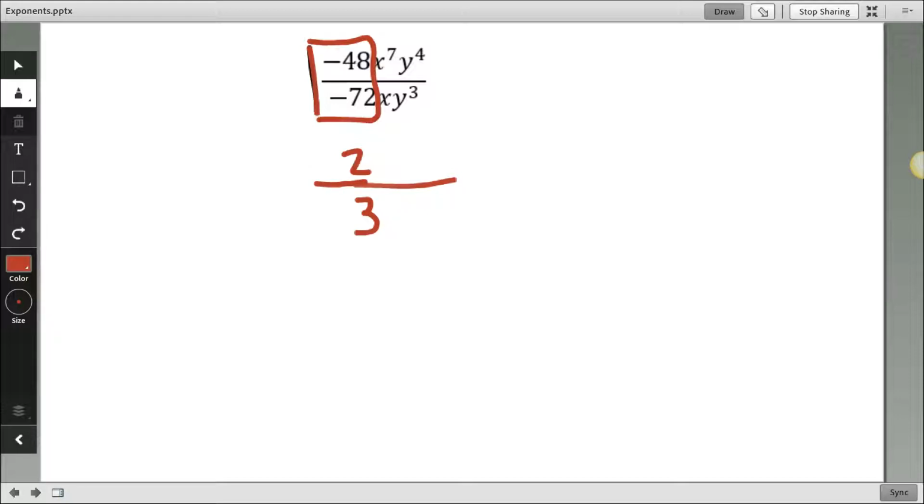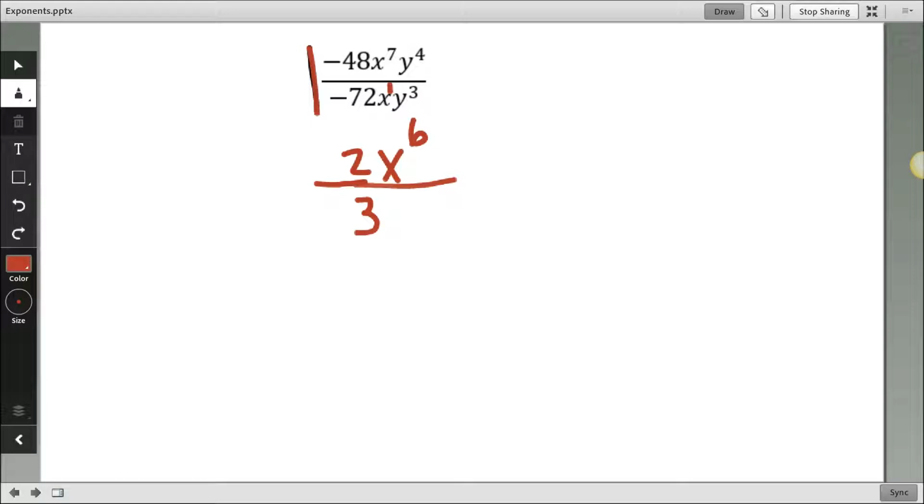Now here's where the comparisons come in. What I want to do is look at the x's and the y's separately, and compare them. Which one has a bigger exponent, x to the 6th or x to the 7th? Or excuse me, x to the 1st or x to the 7th? X to the 7th is bigger. So that means x has to stay as a numerator. Its exponent is bigger than the denominator's, so it's going to stay in the numerator. And then I'm just going to subtract the exponents. So what's 7 minus 1, remembering there's an assumed 1 there? 7 minus 1 is 6.